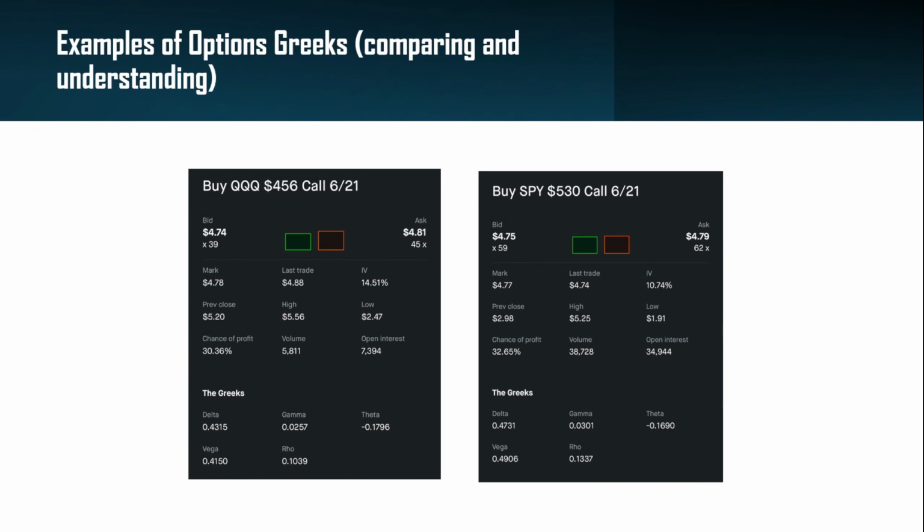So these are just some examples of contracts. You can see here, Delta. Based on this, which do you think you would buy, Troy? Which one would you buy more of, or more likely? I hate trading SPY, but just looking at the group.